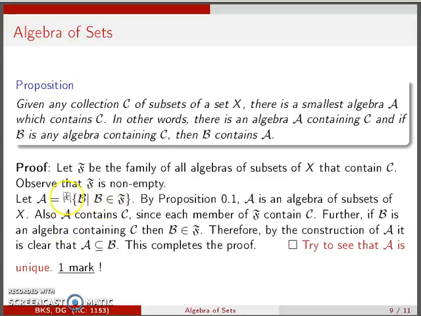Script A by definition contains C, since each member of script F contains C. Further, if script B is an algebra containing C, then script B is in script F. And then by construction, script A would be contained in script B. This completes the proof. Try to see that script A is unique. That means if you find another algebra which you claim to be the smallest, then it has to be script A.